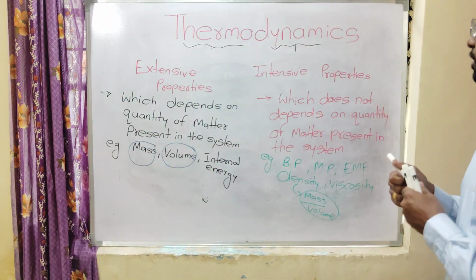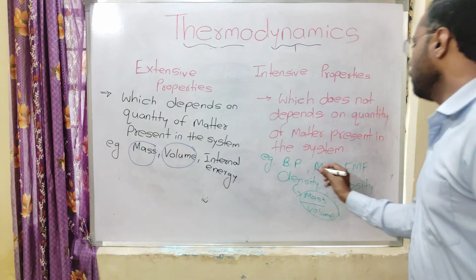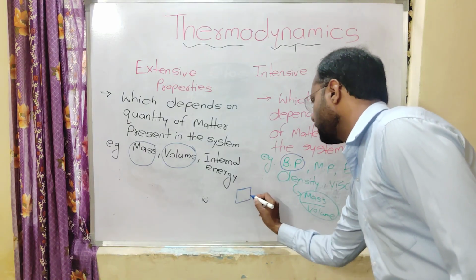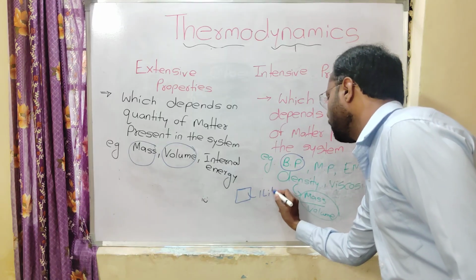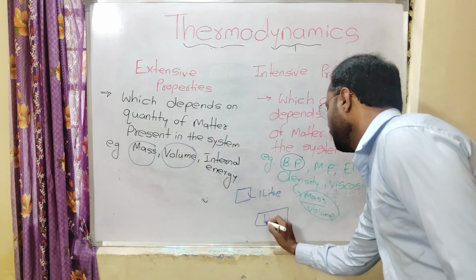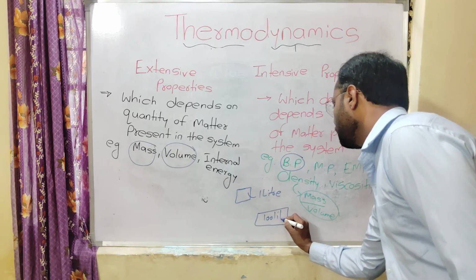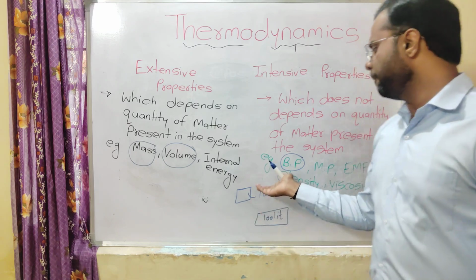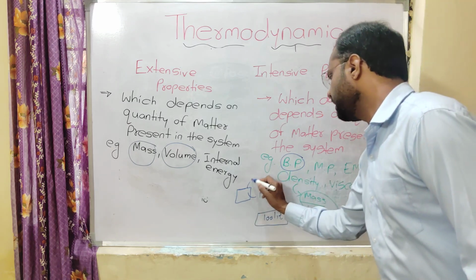So in that example you can observe that if we have a small quantity of water, 1 liter of water, and in one container we have 100 liters of water. If we heat 1 liter of water, its boiling point is fixed, that is 100 degrees Celsius.